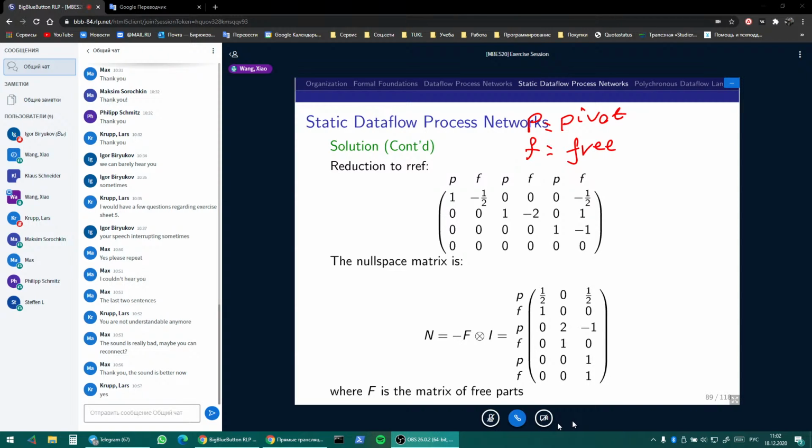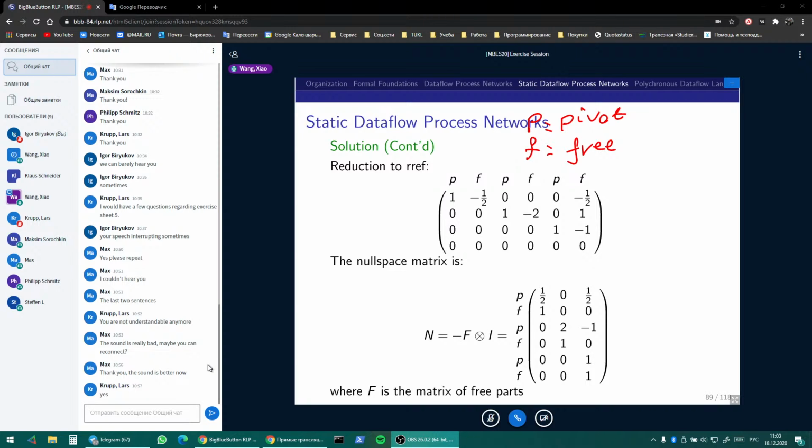Okay, and what you do is the following. Now it's PF, PF, PF written horizontally. Now you write it vertically, PF, PF. For the P's, you do some function here. I will tell you what it does, and that function is minus F and the identity matrix. Don't be scared by that. I will show you how that works.